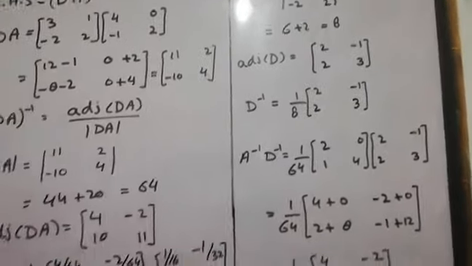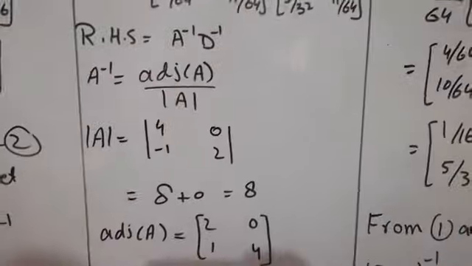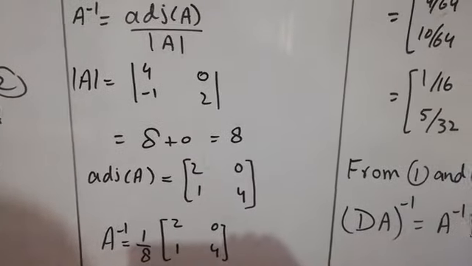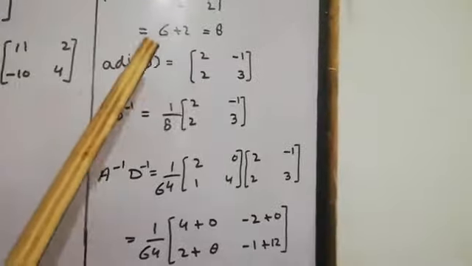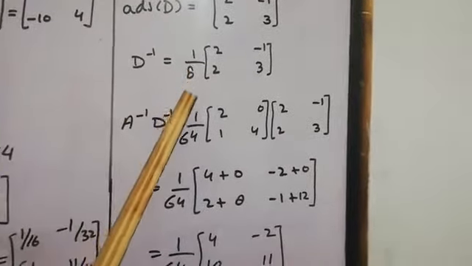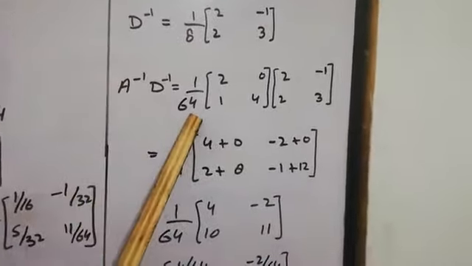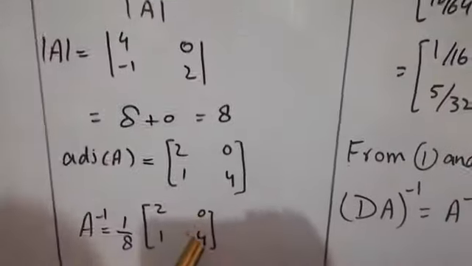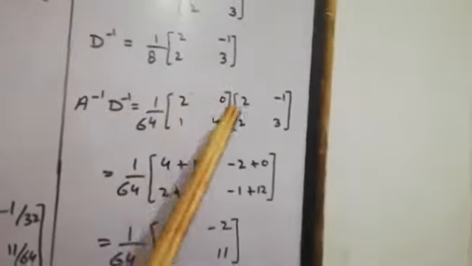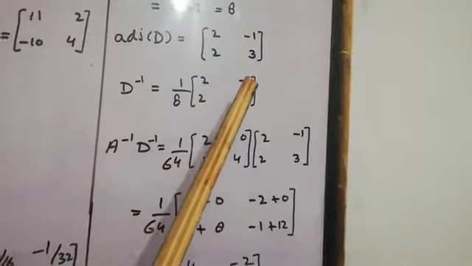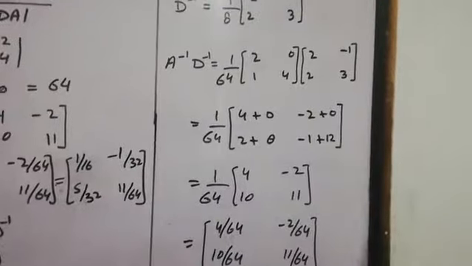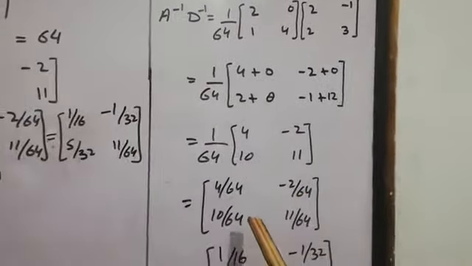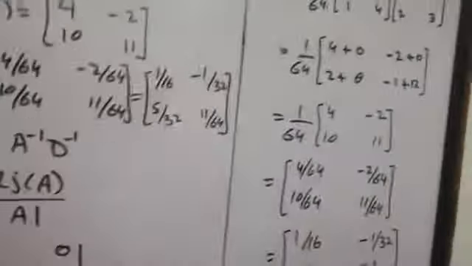Now my dear student, at the end we will multiply A inverse into D inverse. So A inverse is 1 by 8. D inverse is also 1 by 8. First of all, we will multiply these two fractions, which will become 1 by 64. Then we will write 2, 0, 1, 4 and this matrix 2, minus 1, 2, 3. And then we will multiply the first two matrices and then we will divide all the entries by the number.